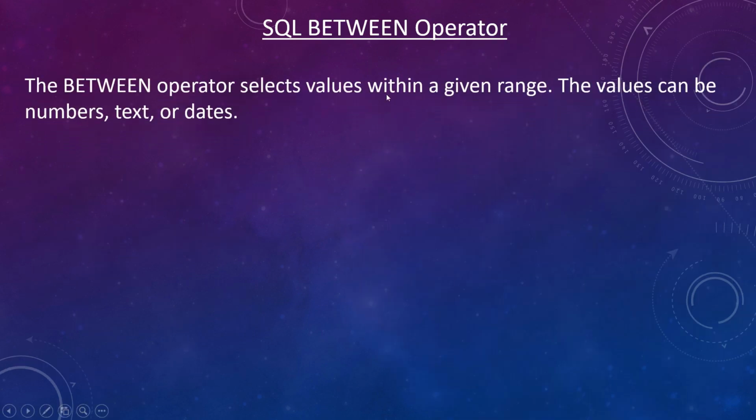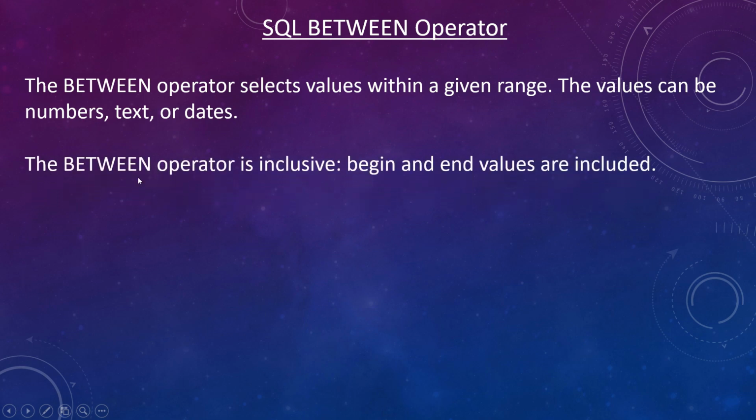The BETWEEN operator selects values within a given range. The values can be numbers, text or dates. The BETWEEN operator is inclusive. That means beginning and end values are also included. For example, if I am interested to retrieve certain values between 1 and 5, that means I will also get 1 and 5 in the final result set, if they are in the input table.